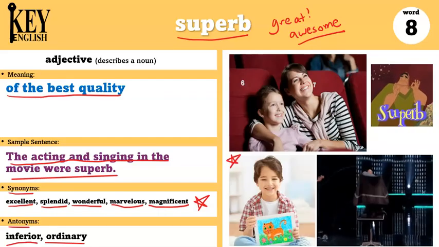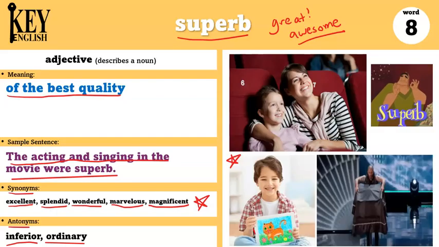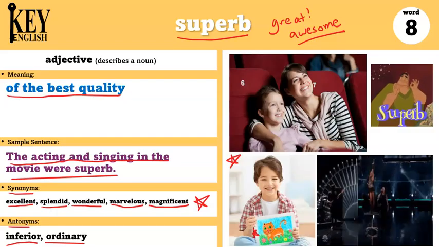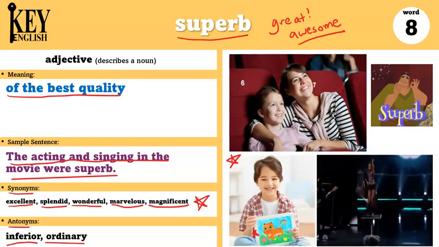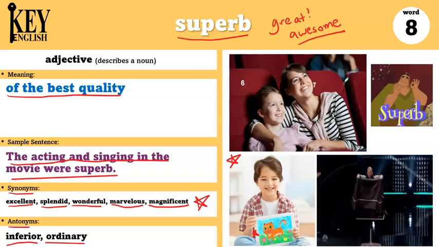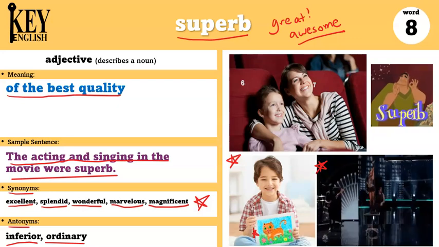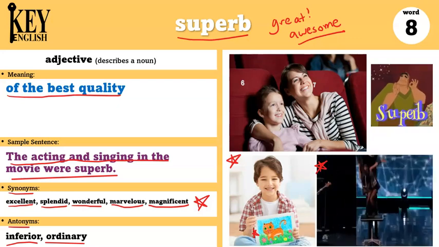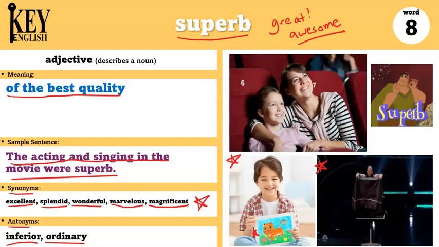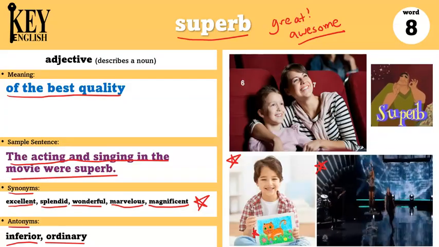Here in this picture, you can see this boy drew this amazing picture of a cat. So I can say he drew a superb picture of a cat. And think about something like a magic show. I can say the magician's trick was superb. It was amazing. It was great.